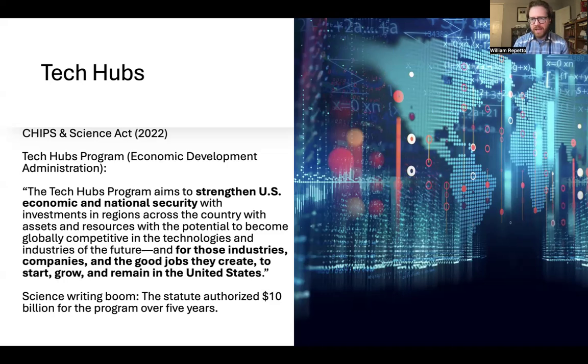language. And most importantly for our class, and what I'm going to ask you to do this week, is that it created a science writing boom. There's a whole website with all the applications for these Tech Hubs, where pretty much all of these people had to write 10 pages each and then tons of supplementary documents to say why they're the best place for this money to go. And there was so much of it because the law in the first place authorized $10 billion in funding for the program. And so there was a lot of money at stake. There was a lot of science at stake.